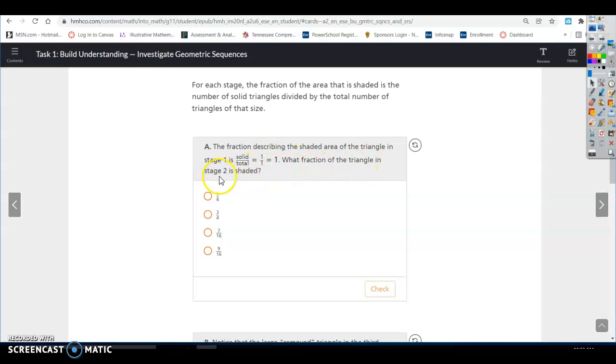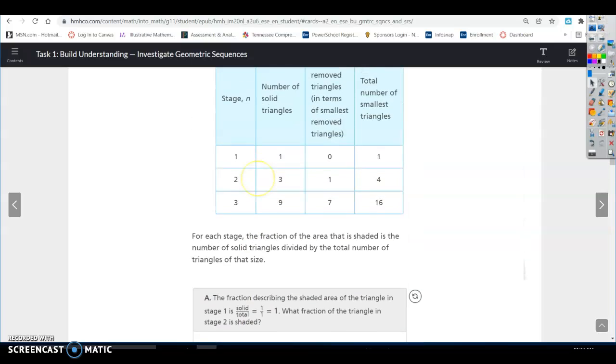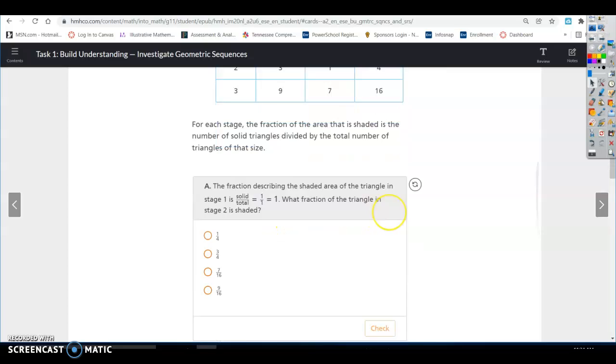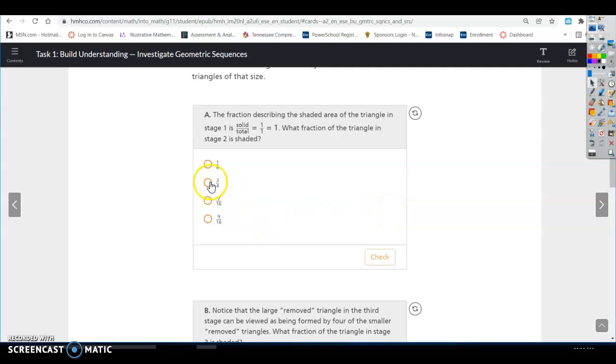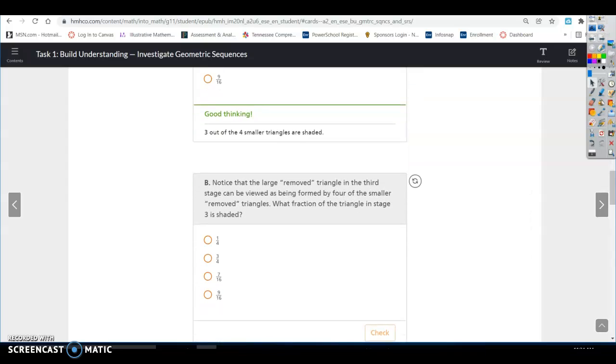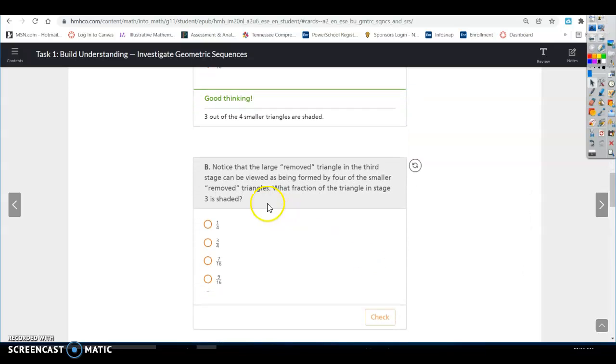What fraction of the triangle is shaded in stage 2? So if we look at solid over total, stage 1 is 1 over 1. In stage 2, it's going to be 3 over 4. So 3/4 would be stage 2. All right, notice that the large removed triangle in the third stage can be viewed as being formed by 4 of the smaller removed triangles, okay? We talked about that already.